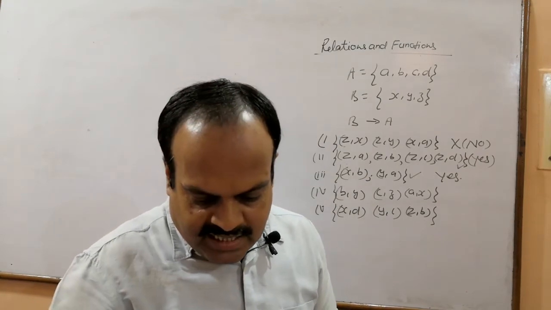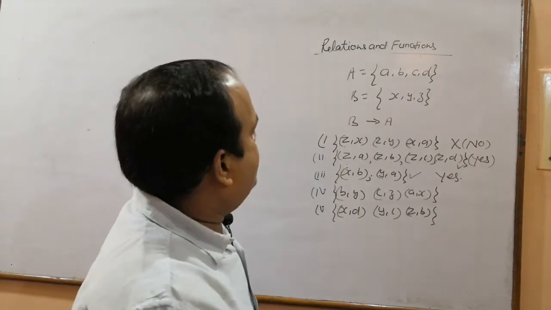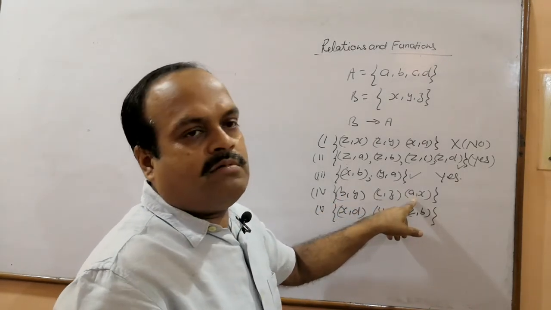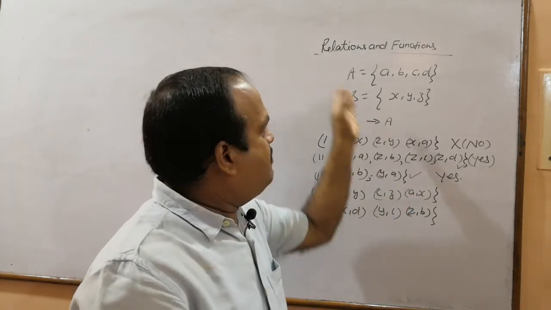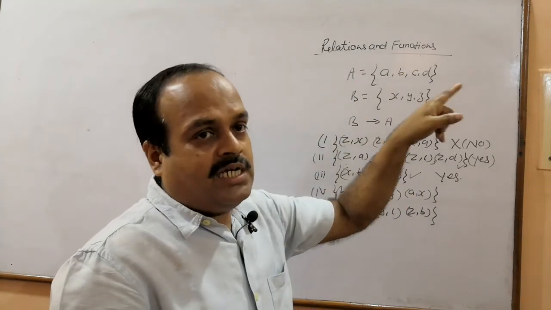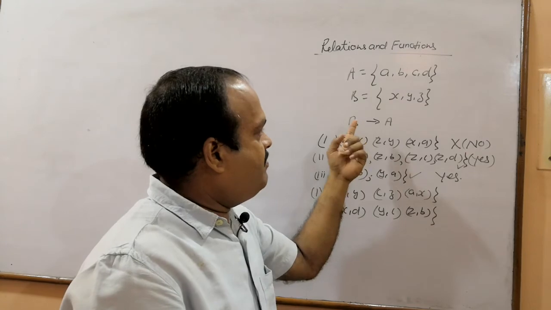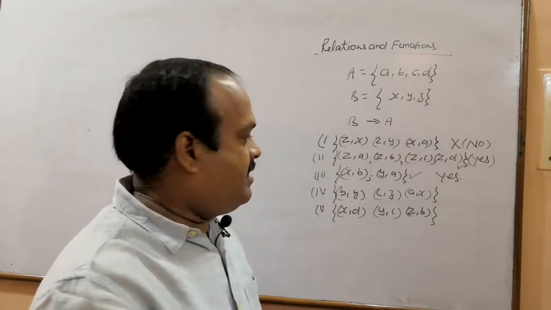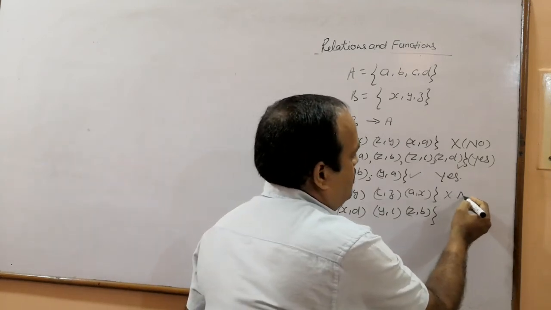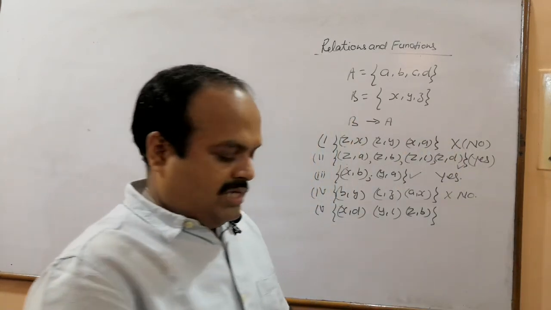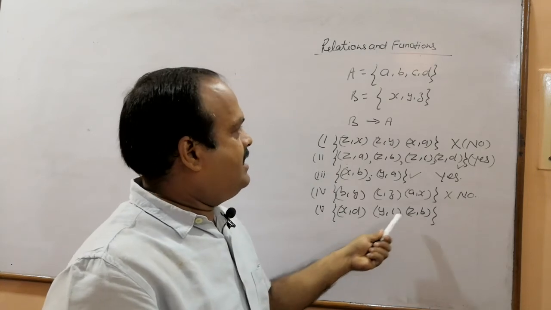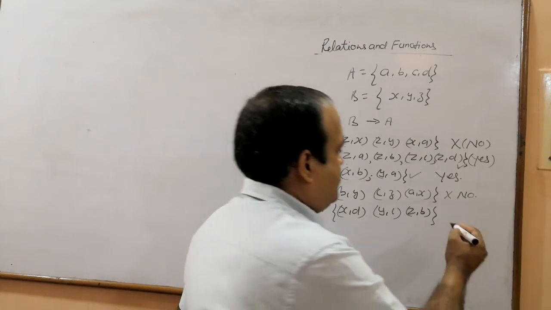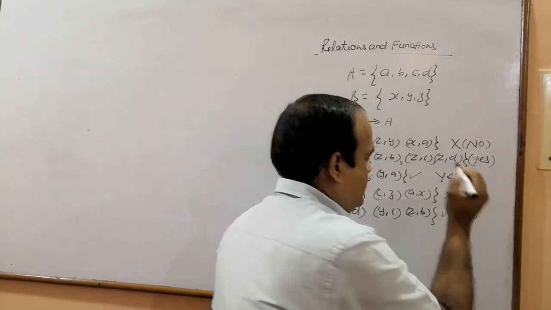Next one, fourth, By, Cz, Ax. The first entries are from set A. The necessary condition is that the first entry should be from B, then only the relation from B to A can be defined. No. The last one, Xd, Yc, Zb. Yes.